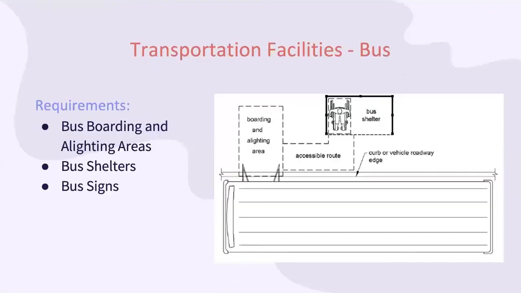I'm going to start with bus areas. Bus boarding and alighting areas, they need to have a firm, stable surface and must be connected to streets, sidewalks, or pedestrian paths by an accessible route.